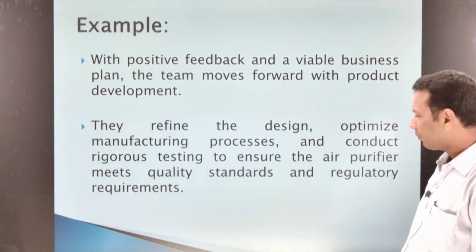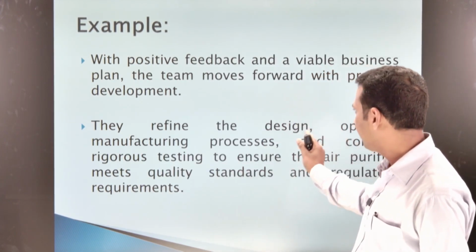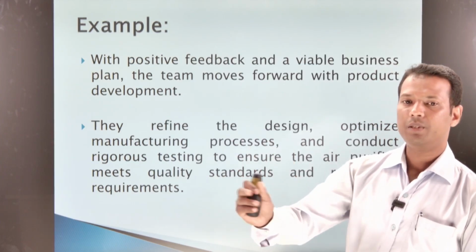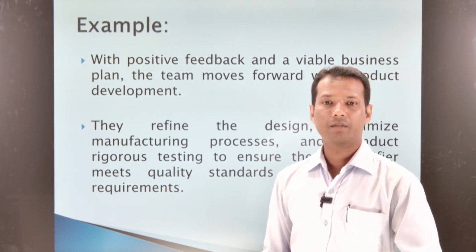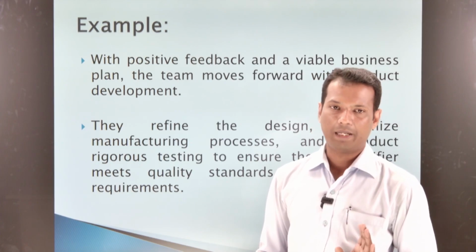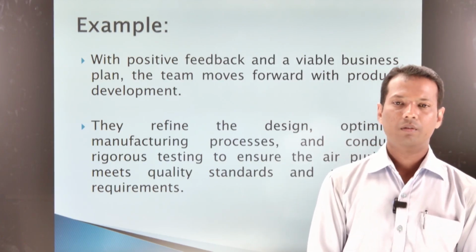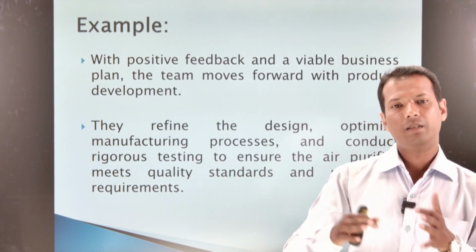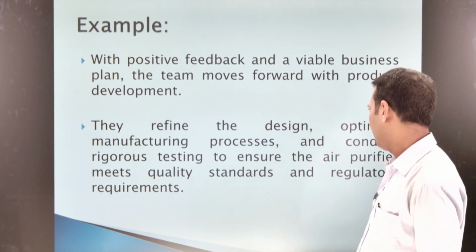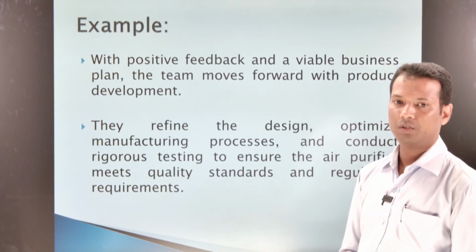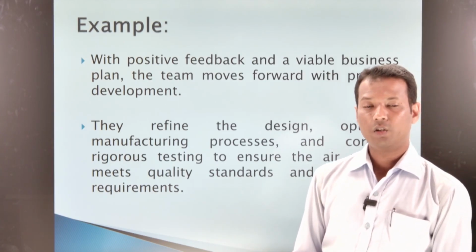Example. If we are getting positive feedback and it is a viable business plan, then let's say the team moves forward with the product development. If they find negative feedback and there is no business viability, then they are going to move backward. But in this case, let's say they receive positive feedback and the business plan is also profitable or viable, so the team moves forward with the product development. They refine the design, optimize the manufacturing process, and conduct rigorous testing to ensure the air purifier meets the quality standard and the regulatory requirement, if any.